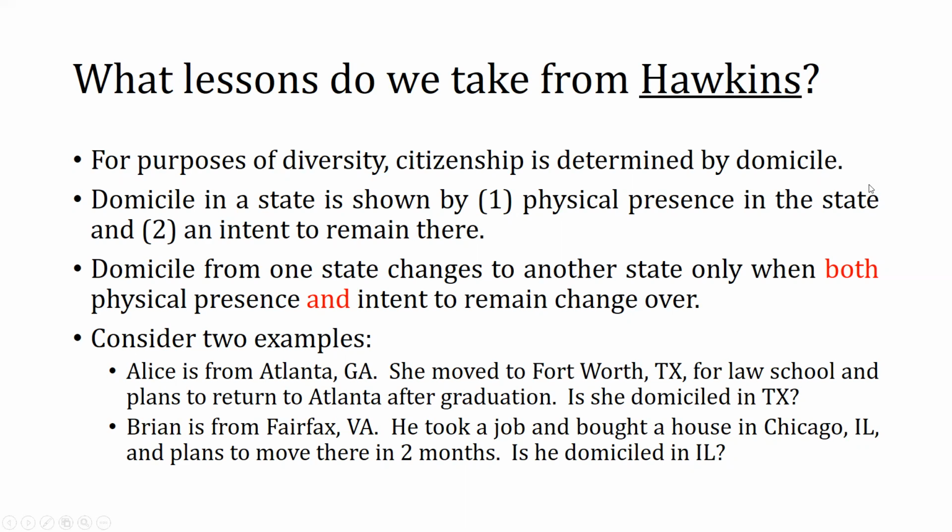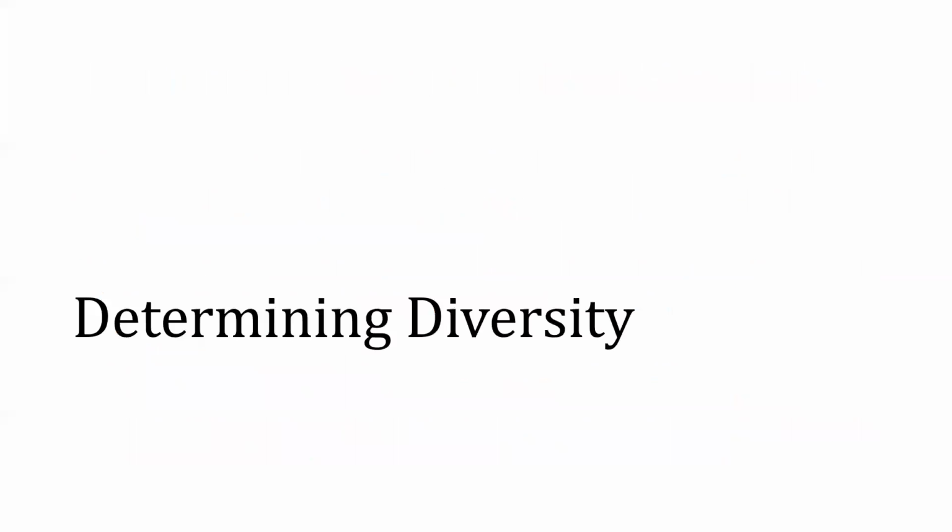So that's what we take from Hawkins with respect to how we determine citizenship. Now, the second piece, of course, is we've got to determine diversity. What does diversity actually mean? We've gotten some sense that it's got to be citizens of different states. If you are diverse, that means you're from different states. But there's more to it than that.